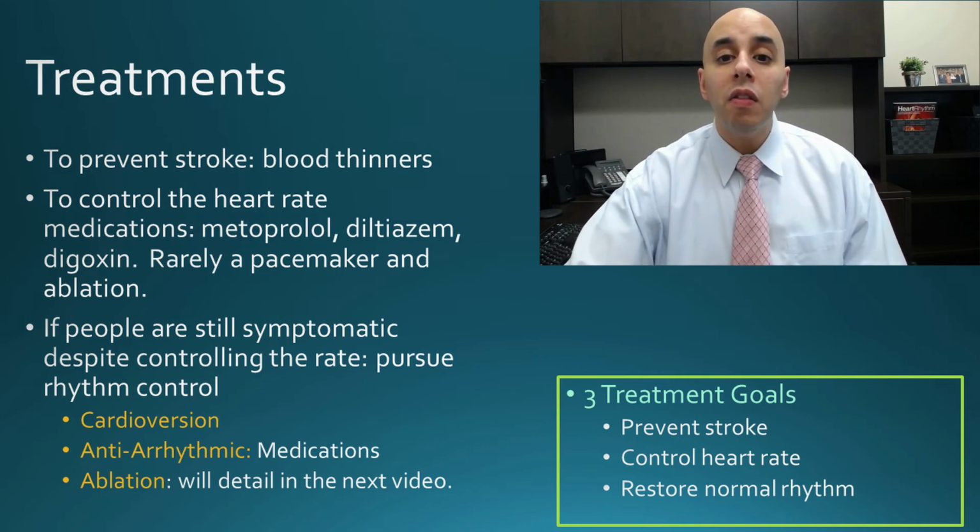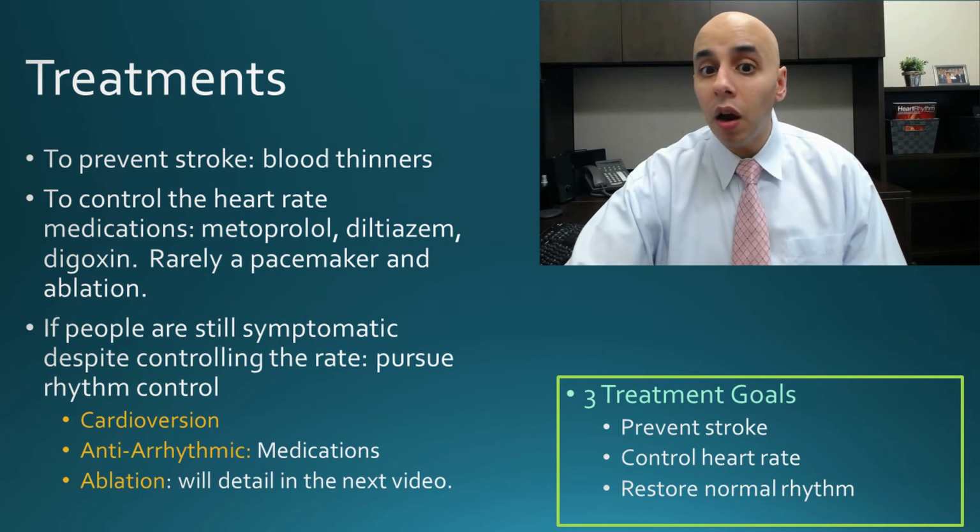And if people are symptomatic, despite good rate control, we can offer rhythm control. Rhythm control typically involves a shock of the heart, a cardioversion, sometimes medications to keep someone in normal rhythm called antiarrhythmics, and ablation. Ablation has the highest chance of success for atrial fibrillation. It's a topic in and of itself, and we'll talk about it in the next video.